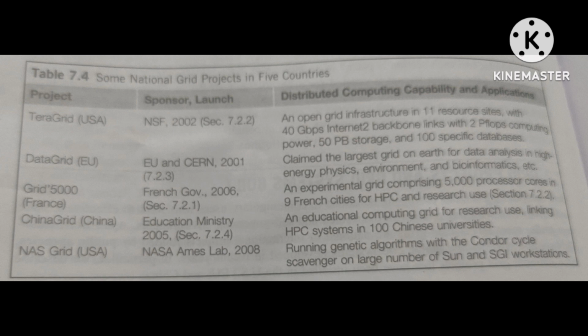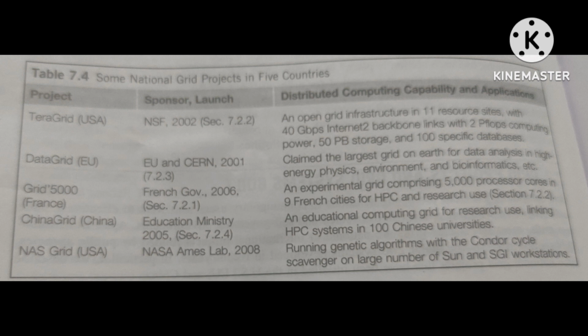Actually this is an open grid infrastructure with resource sites, with 40 Gbps Internet backbone links, 2 PFLOPS computing power, 50 PB storage, and 100 specific databases. The second one is DataGrid. It belongs to the European Union and it is sponsored by EU and CERN and it was launched in the year 2001. It is claimed to be the largest grid on earth for data analysis in high energy physics environments and bioinformatics.